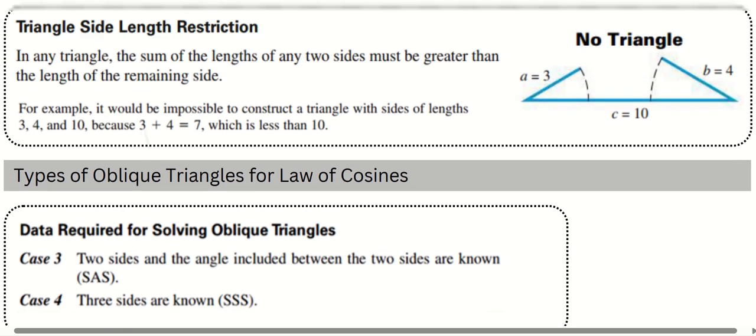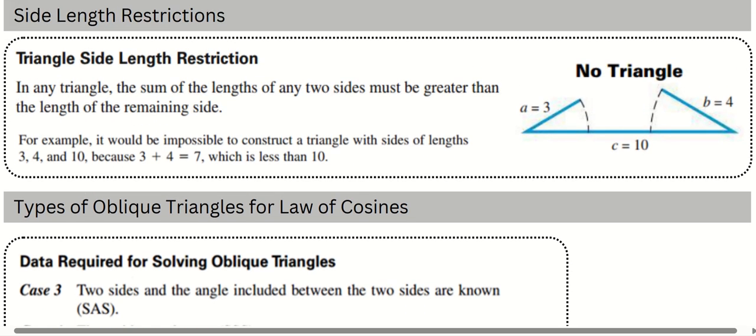And then you're also introduced to this idea, which we didn't talk about in class, of side length restrictions, because you are given two sides and you're trying to find the third side. You need to make sure that you check the restrictions on the side length. It turns out that the sum of the lengths of any two sides must be greater than the length of the remaining side.